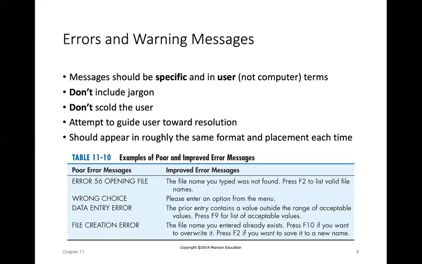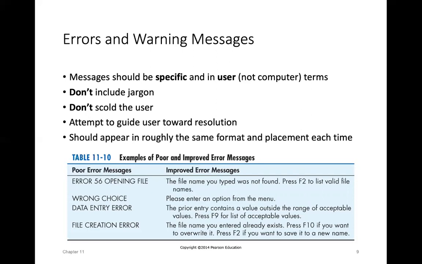And they should be in the same format and the same location each time. Here we have some examples of poor and improved error messages from the book. Poor error message: error 56. I don't know what error 56 is. That wouldn't mean a thing to me. But if you said the file name you typed was not found, press F2 to list valid file names, then I would say, okay, this is fine. I'm going to have greater confidence that I know what I'm doing.